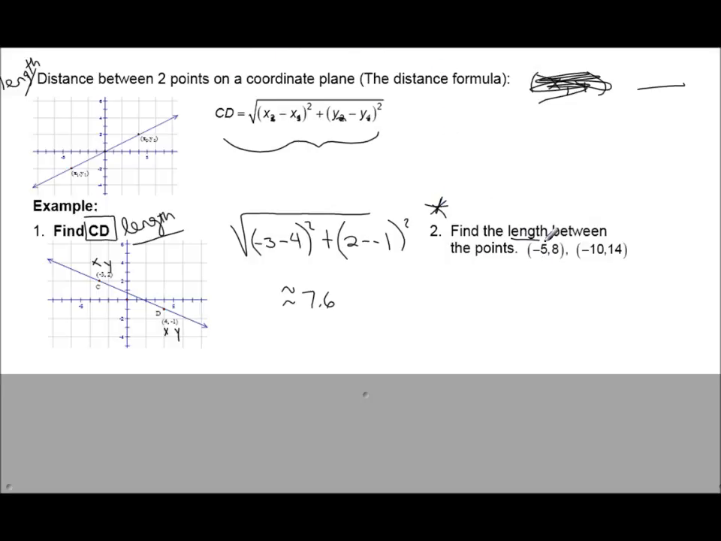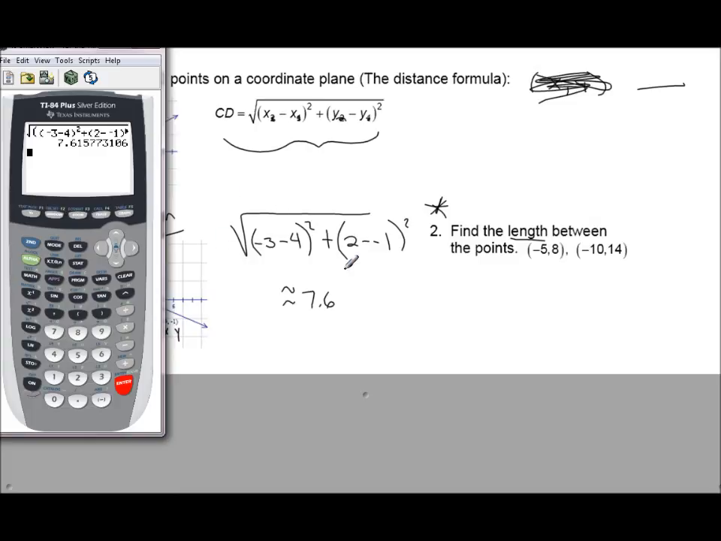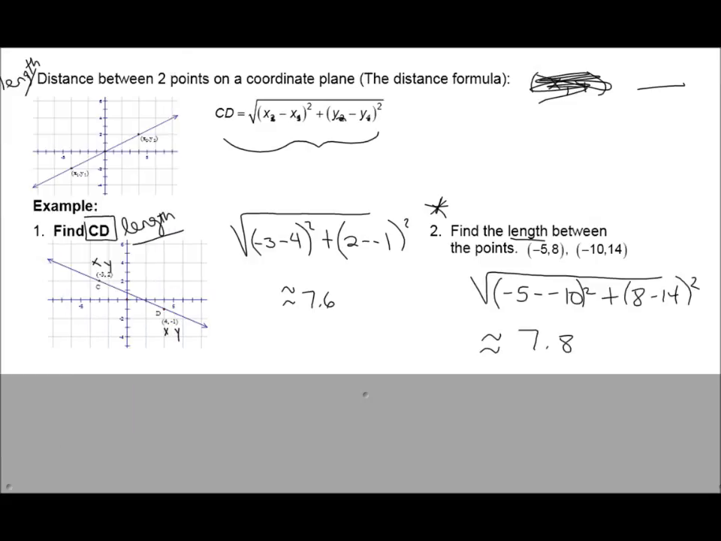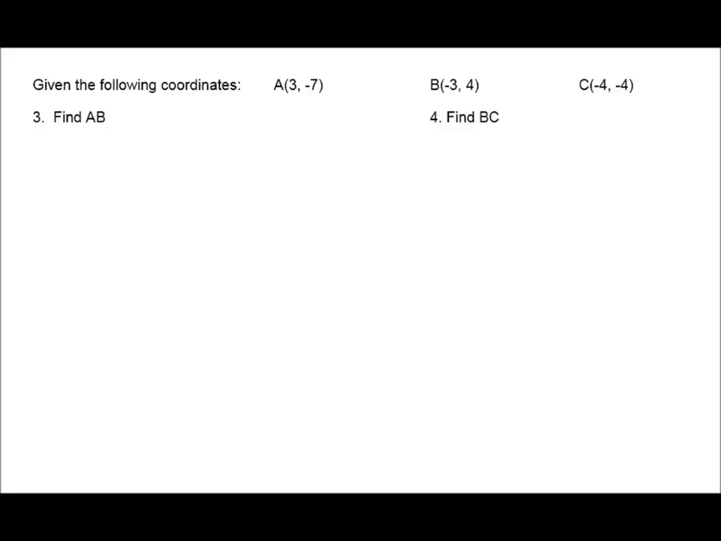Using the distance formula, you're going to find the length. Length and distance are the same thing, remember. And you just stick it all in your calculator once you've set up and written the equation correctly, as I did here. Okay, pause your video and see if you get what I get. Okay, and you should have gotten 7.8.